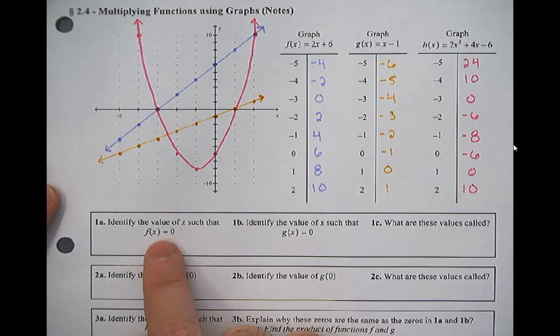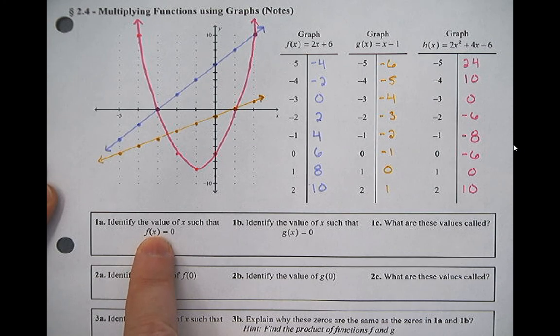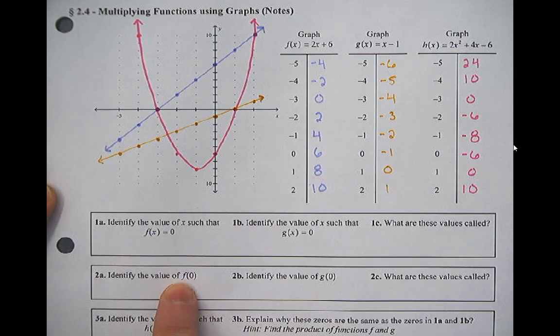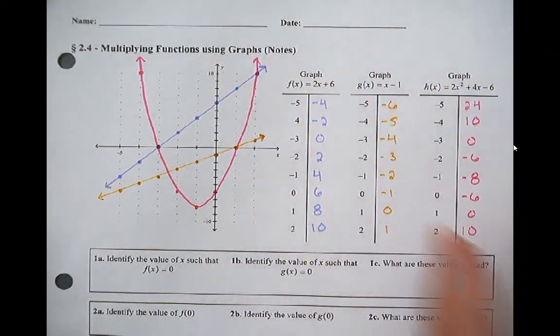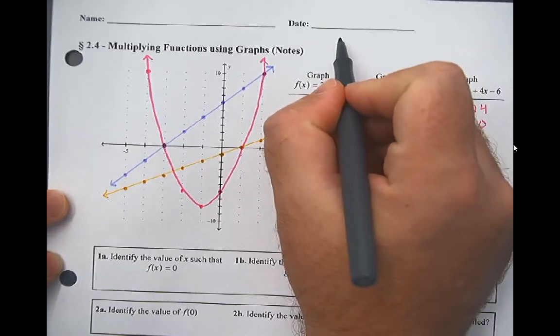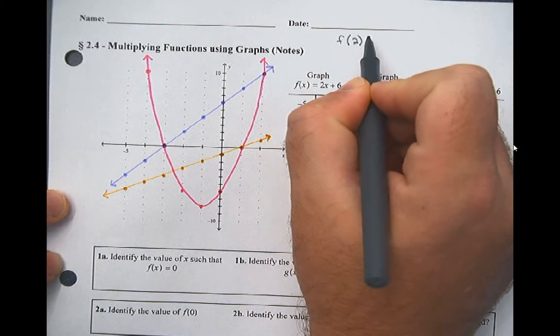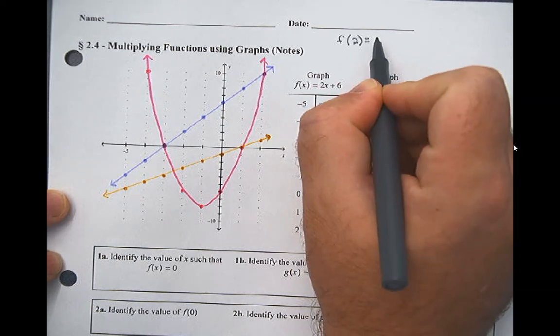Let's talk about notation here. We're going to talk about the difference between what f of x equals 0 is saying and what f of 0 is saying. So I'm going to go up here into the top part. I'm going to write a little note. So this notation, which we call function notation, was invented by my favorite mathematician, Leonhard Euler.